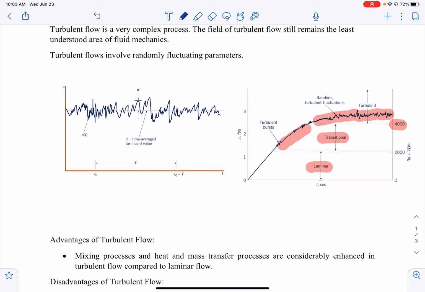And if we look at the zoom in of this turbulent flow here, this u here is the time average of the velocity, and then this u prime here, we call it the fluctuation. So it means that in the turbulent flow, the velocity involves fluctuation.